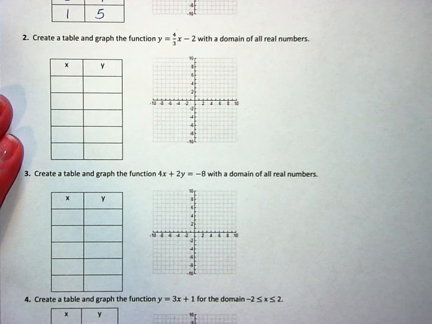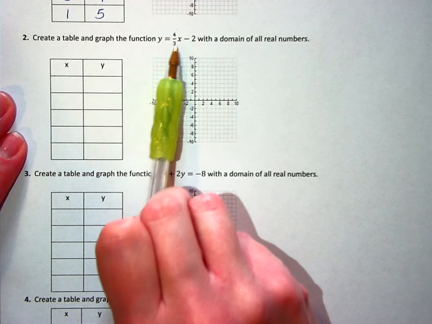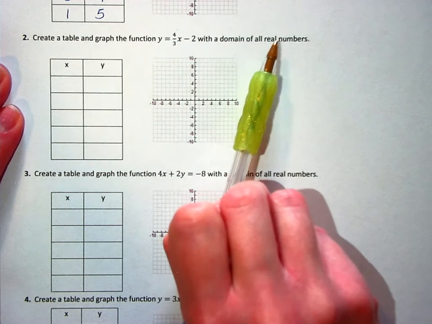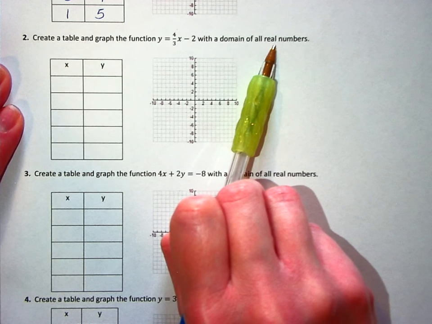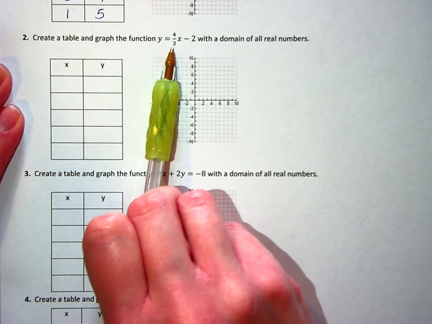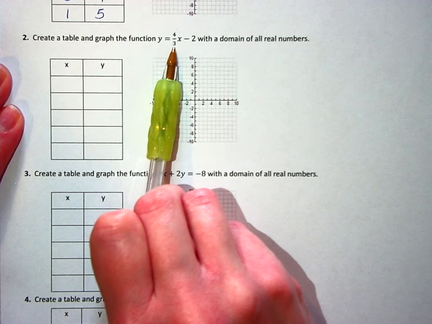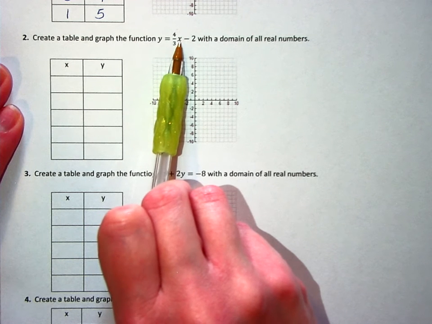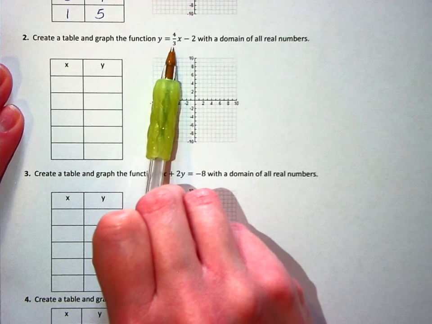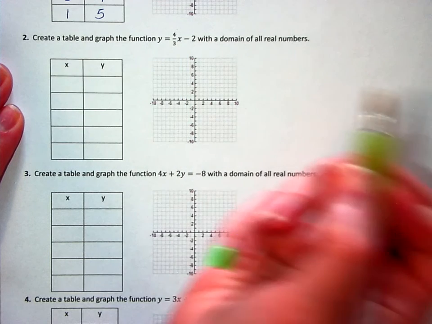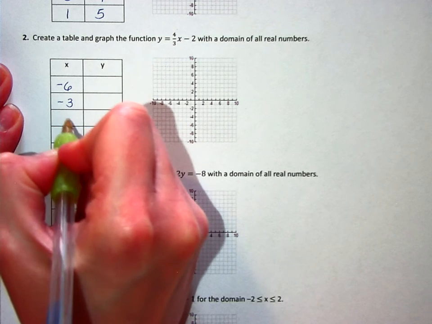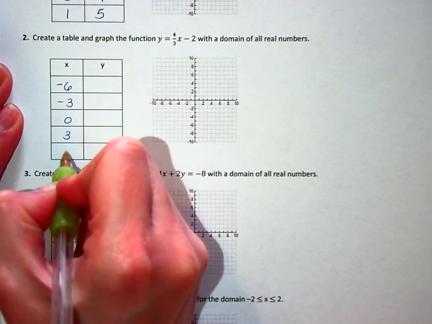Number 2, create a table and graph the function 4/3 x minus 2 with a domain of all real numbers. So from -infinity to +infinity. This fraction with a denominator of 3, that means you're going to be dividing by 3 essentially. So I suggest pick numbers for x that can be divided by 3. So let's see, I'll pick -6, -3, 0, 3, 6.